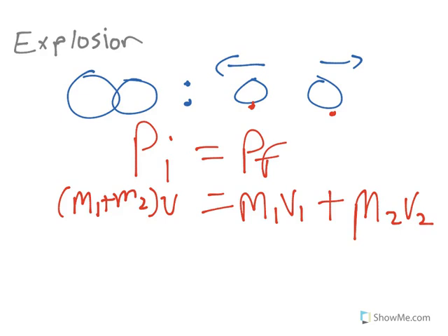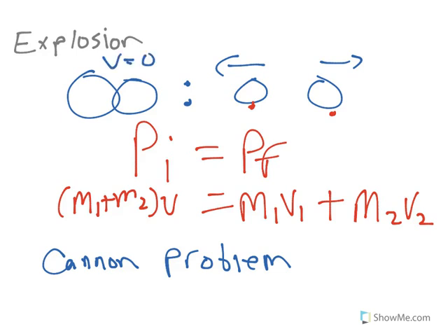The most common problem that you will get with this setup is the cannon problem, and we've done the lab over this, so you should have this as an example. If their velocity is initially 0, in that scenario, this would come out to be 0. And so the two sides would have to add together to be 0, which means they would have to cancel each other out. That's an important thing to remember. So this is an explosion.